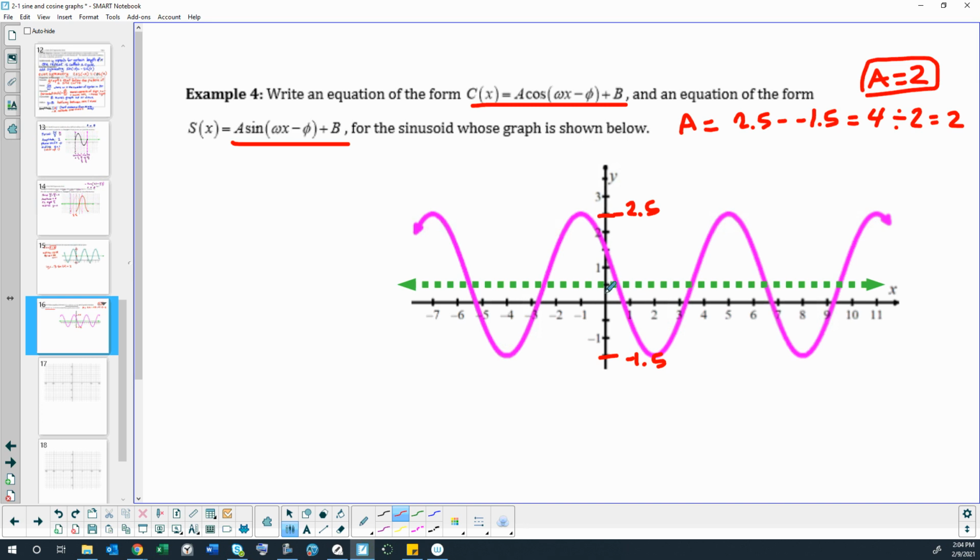Now, in order for us to find that midline, which I've already drawn in here, it's going to be at 0.5 or 1/2, because it needs to be an amplitude of 2, obviously. For it to go from the midline up to 2.5 and then from the midline down to negative 1.5, that will be a y value of 1/2. So our midline is at 1/2. That is B. So B is 1/2.